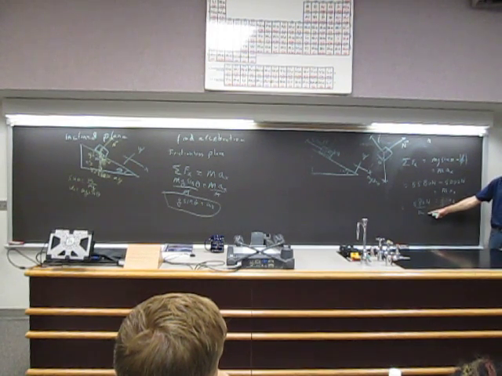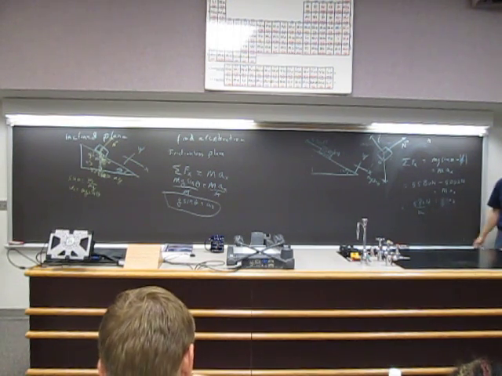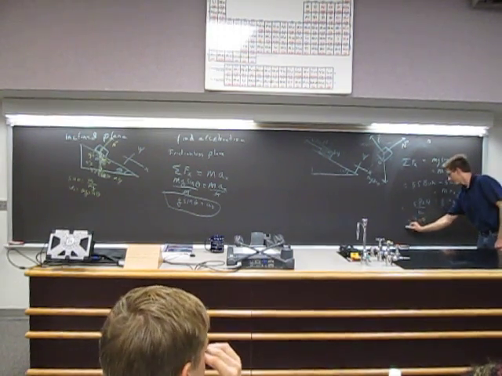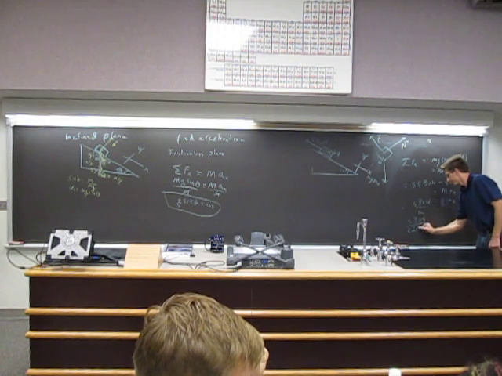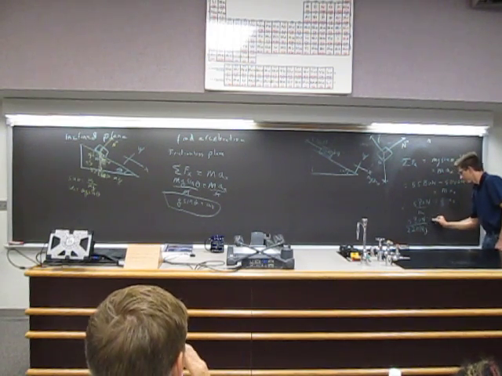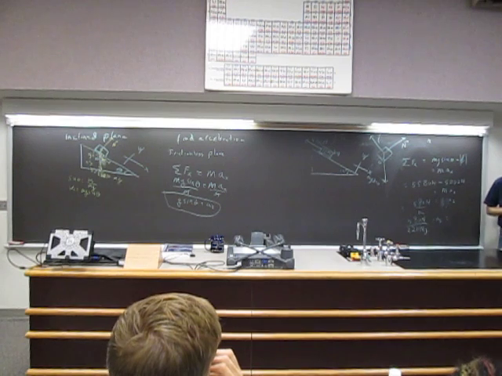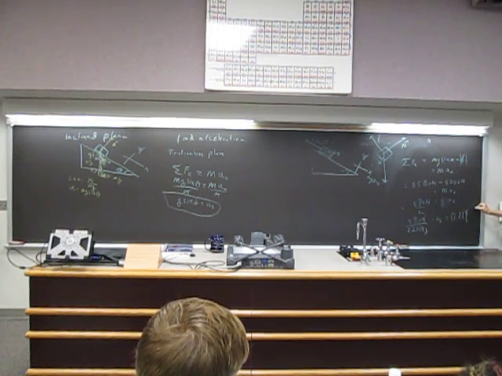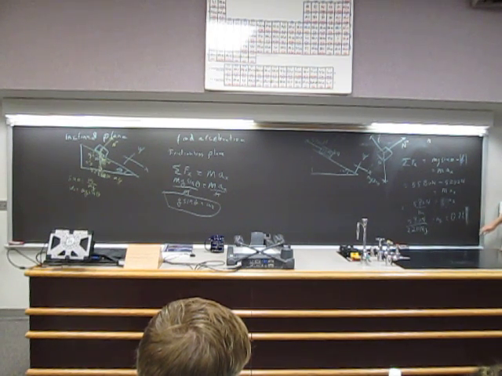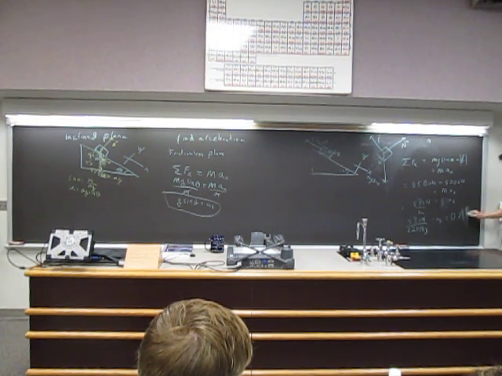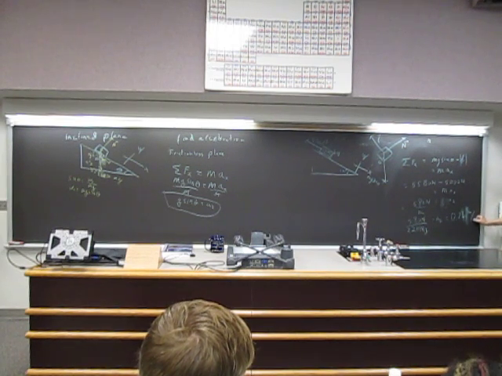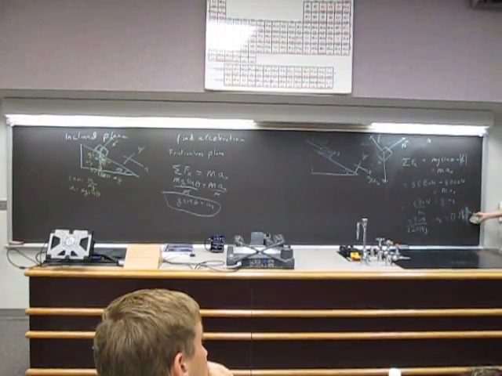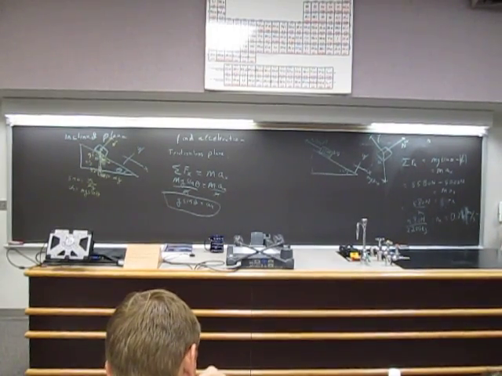Which is what was m? 0.264? No, 64. 64. Okay, all right. That makes sense.